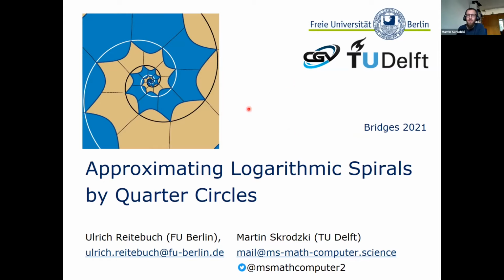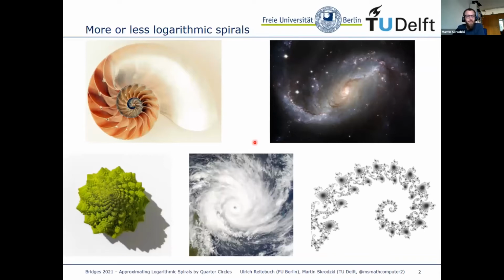And I brought you here some more or less logarithmic spirals from nature, maybe. So here you see a nautilus shell. You see the spiral arms of a galaxy. You see the famous Romanesco broccoli. You also see a typhoon, the eye of a typhoon with its spirals arming out. And here on the right-hand side, you see the famous Mandelbrot set. All these exhibit these more or less logarithmic spirals.